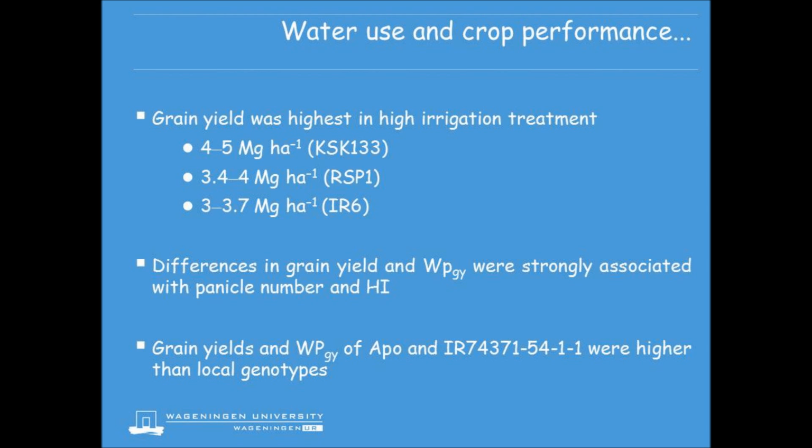These are the 3 local genotypes. KSK 133 is a relatively drought tolerant post-green-revolution genotype. RSP1 is a new line being developed with the aim of drought tolerance, and IR6 was an old introduction from IRRI in 1970. So the grain yields of KSK and RSP were within the target grain yields for aerobic rice systems set by IRRI of about 4 to 6 tons per hectare.